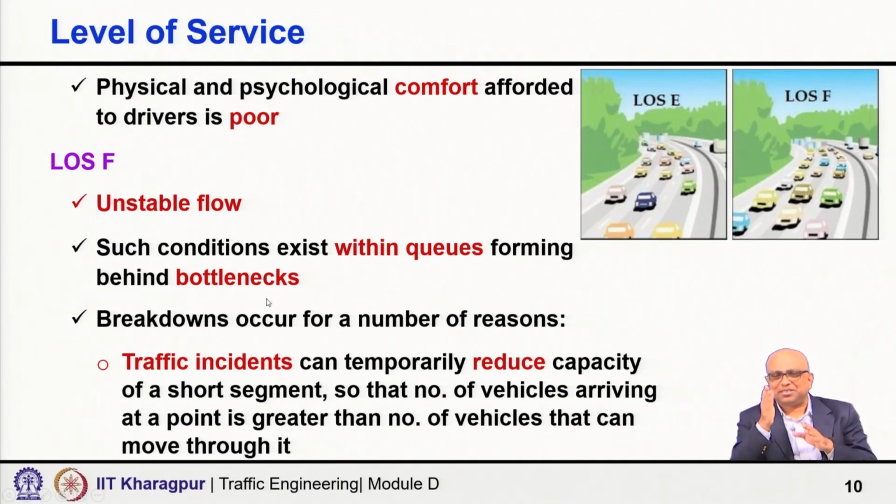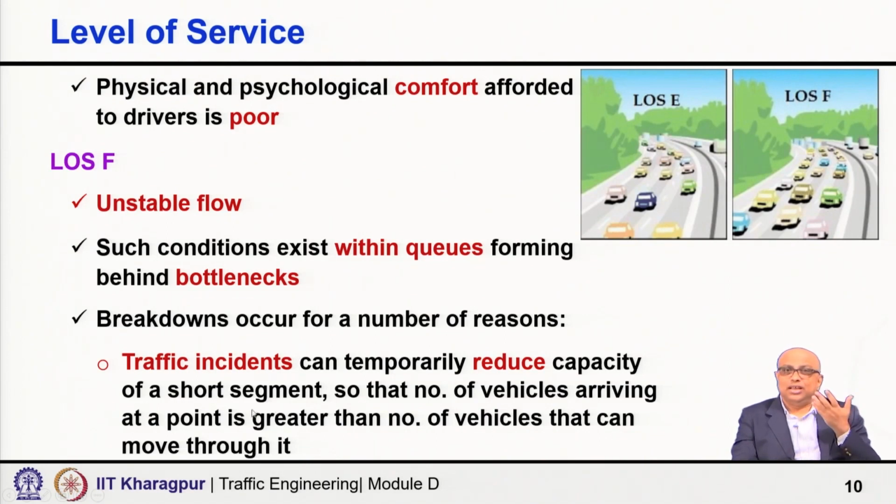So, the bottleneck starts at the junction of sections A and B. B has 2-lane capacity, A has 3-lane capacity and the demand is more than 2 lanes. So, within A close to section B, the bottleneck will be there. So, there the unstable flow will be there, and such breakdowns occur for a number of reasons.